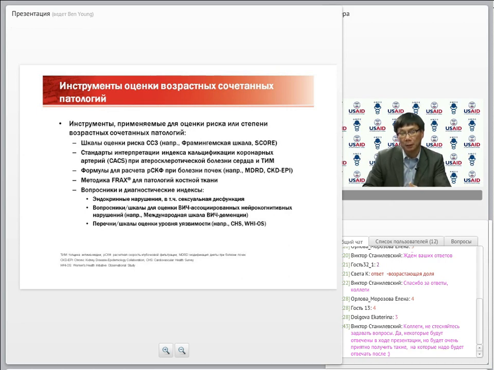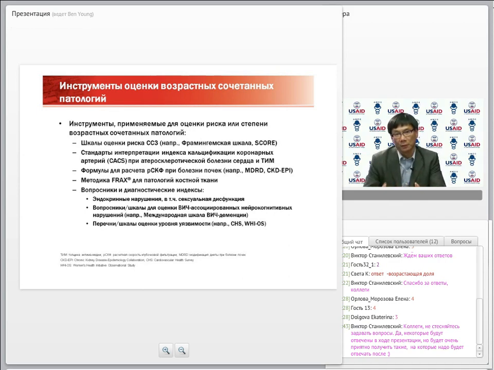This is an online resource that has been validated in multiple countries and provides an estimate of risk of all fractures or major osteoporotic fractures, as well as a variety of questionnaires to assess risk or diagnostic indices for things like endocrinologic dysfunction and neurocognitive dysfunction, including the International HIV Dementia Score. This is something that we are just starting to learn to use in our clinic to screen for dementia in our patients.